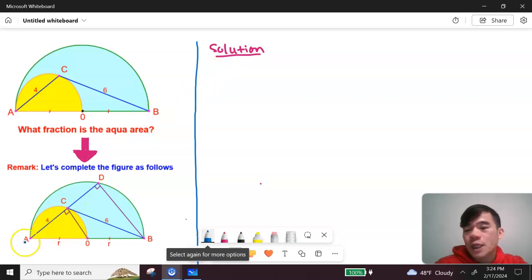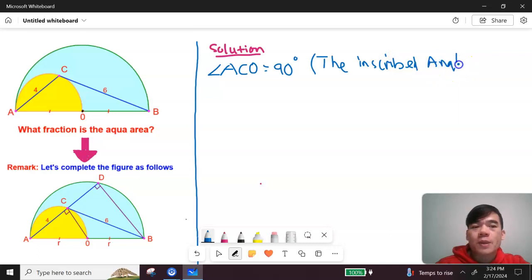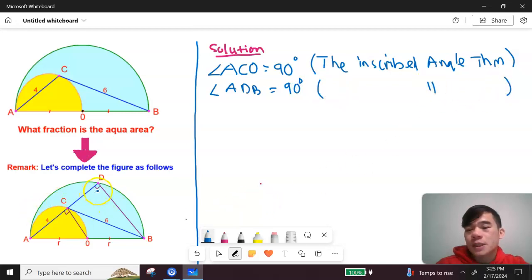All right, so we can say that angle ACO, right here, equals 90 degrees. This equals 90 degrees just because of the inscribed angle theorem. Any inscribed angle that's subtended by half a circle always equals 90 degrees. And then look at the bigger one right here, ADB. The measure of angle ADB is also equal to 90 degrees, for the same reason, because this angle is subtended by the bigger half circle right here.